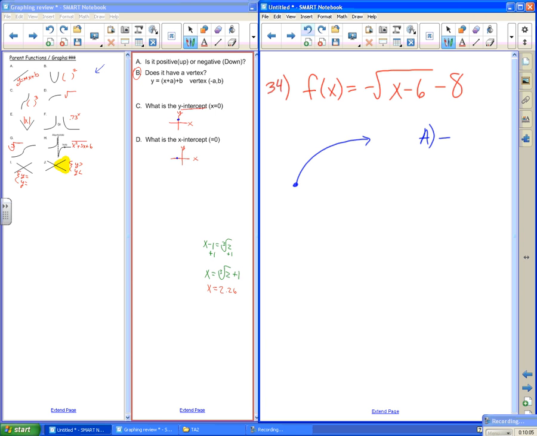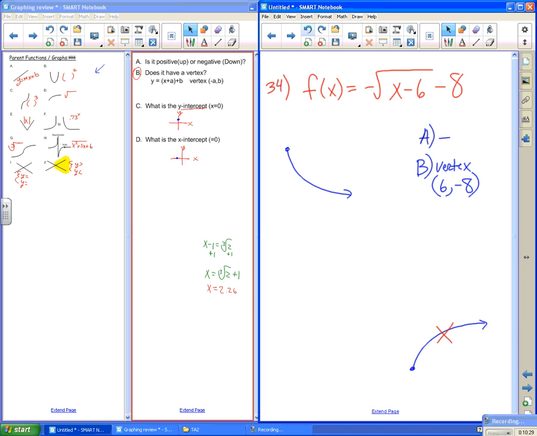So I got to flip it. So really, that's not the right one. I need the graph, and I'll just get rid of that, actually. I want the graph to go like this. Okay. Part B says, does it have a vertex? The answer to that question is yes. The vertex here is 6, -8. Remember, just flip the sign of the first one.